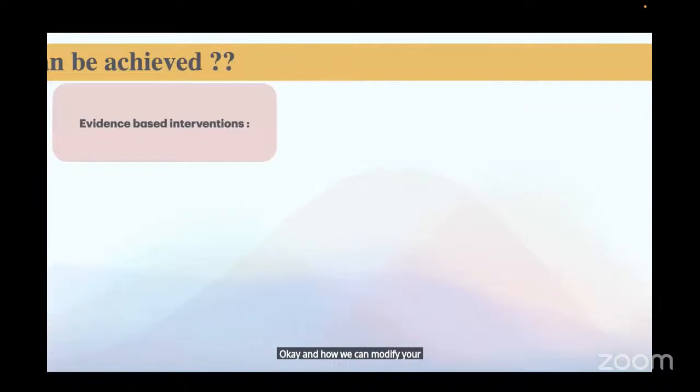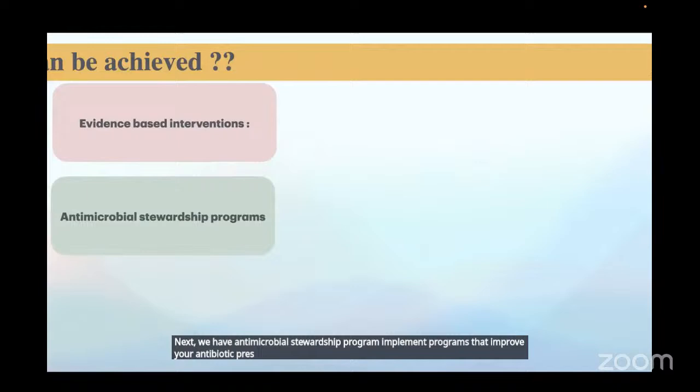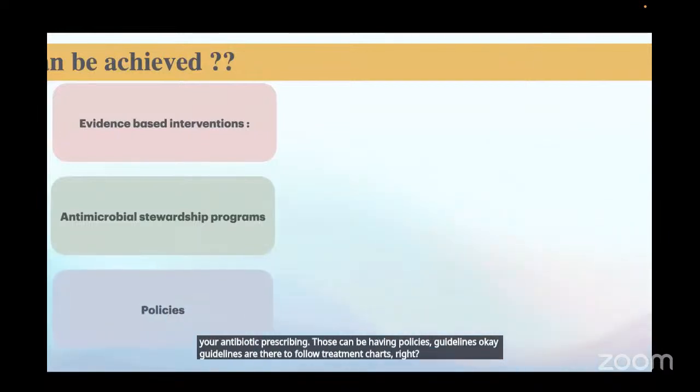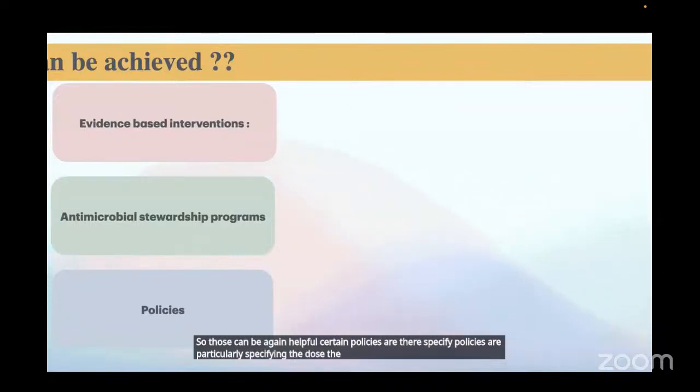Next, we have the antimicrobial stewardship program. Implement programs that improve your antibiotic prescribing. Those can include policies and guidelines to follow treatment charts, right? So those can again be helpful. Certain policies specify the dose and the duration as per age. So if the patient is an adult, what can be the policy? If the patient is from the geriatric special population, then what can be the policy?